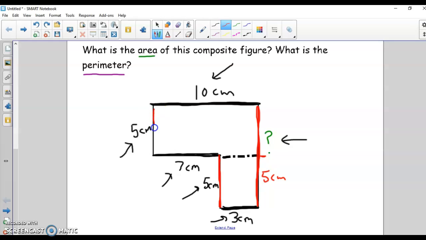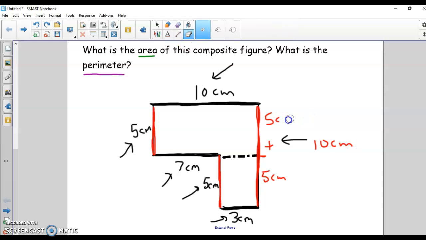And this one runs parallel too. So if I add that one with the other one, this is going to be 5 centimeters. If I add 5 and 5, I get 10 again. 5 plus 5 is going to be 10 centimeters. So this side is also 10 centimeters.